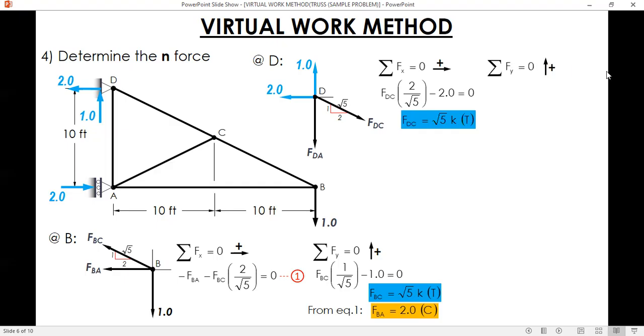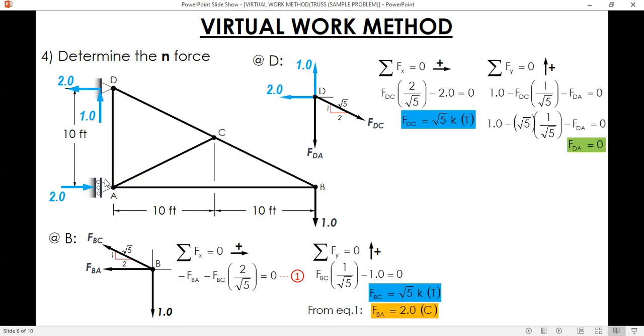Next, sum up forces vertical. 3 forces: 1, FDA, and the vertical component of FDC. Since we already have the value of FDC, we're going to substitute it in the equation. Square root of 5 times 1 over square root of 5, 1. 1 minus 1, 0. Therefore, FDA is equal to 0.